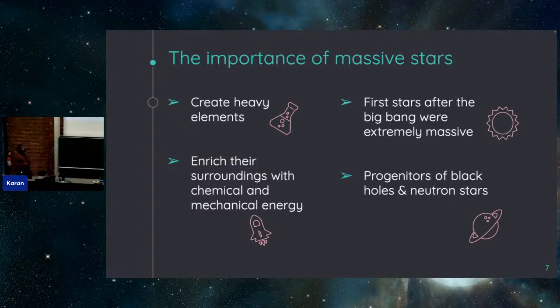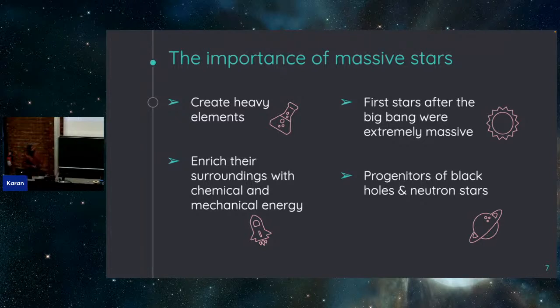They were the first stars after the Big Bang, and they were probably extremely massive. So understanding how massive stars evolve will help us understand more about what happened directly after the Big Bang. In life and in death, they enrich their surroundings with energy, momentum, and chemicals, because whatever they produce in their cores is expelled outwards, either through the supernova that I was talking about or through their strong winds.